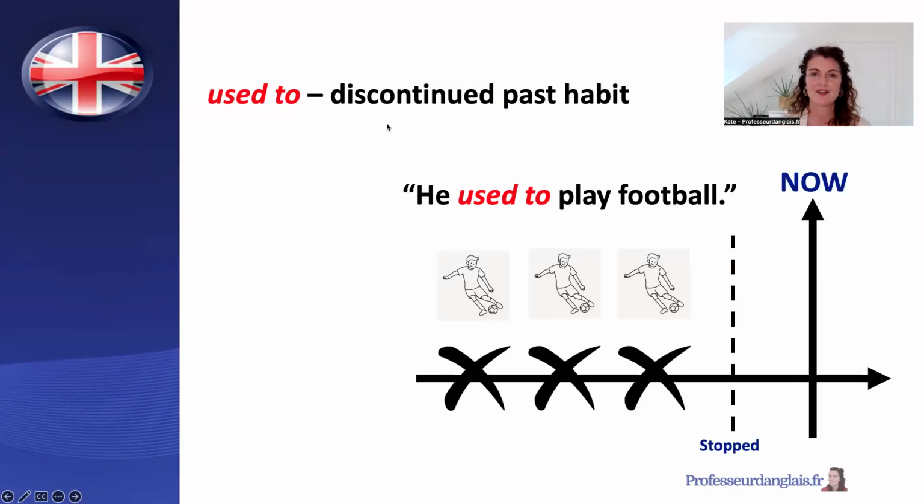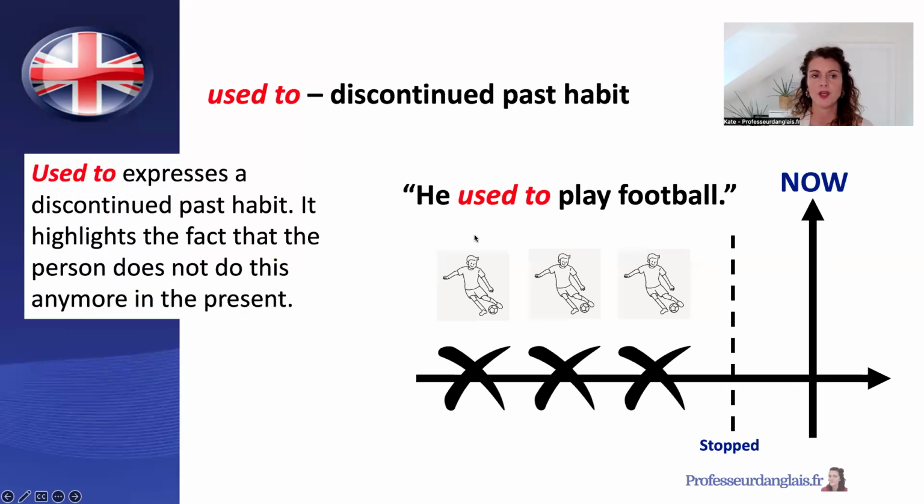Okay, so used to. We use this for discontinued past habits. Look at this timeline. He used to play football. This is now. This is the past. He used to play football. Used to expresses a discontinued past habit. It highlights the fact that the person does not do this anymore in the present.